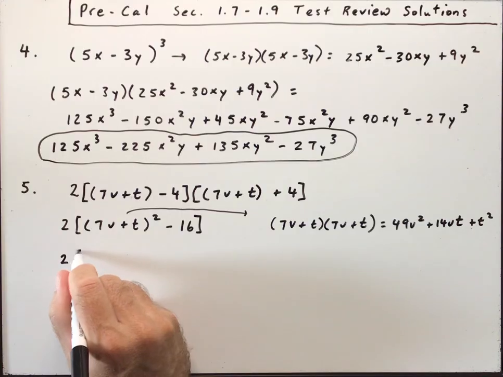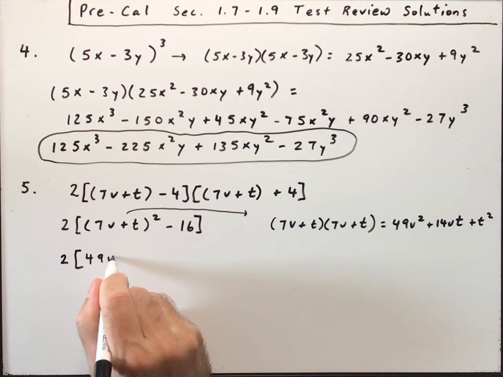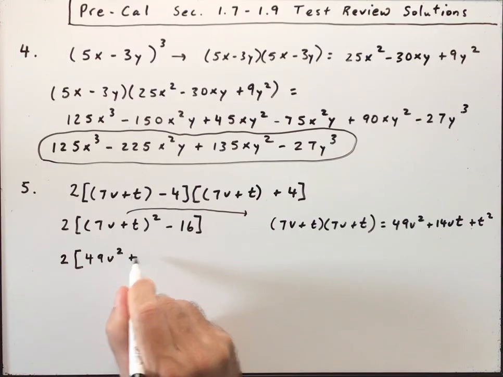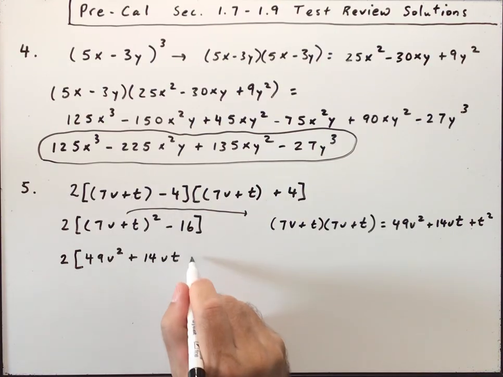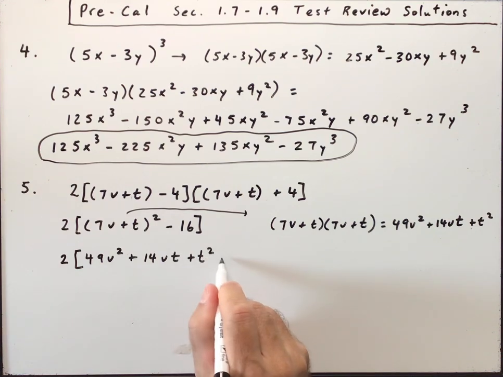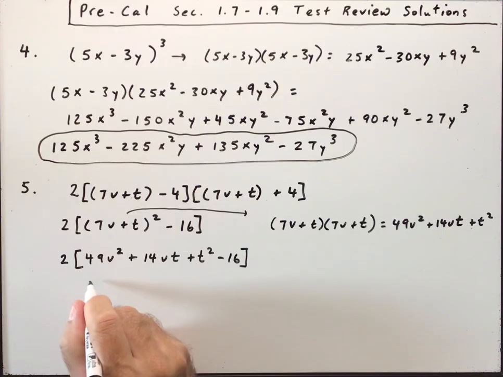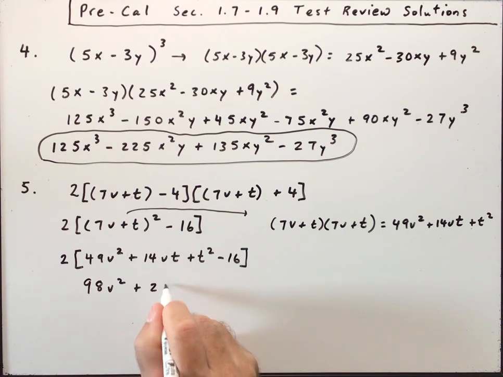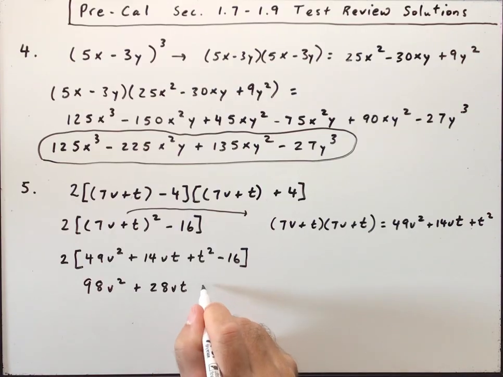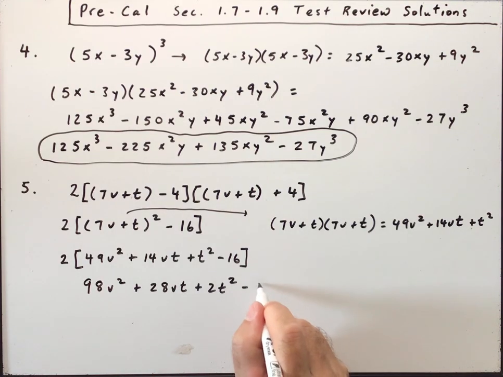So we've got a 2 times all of this, 49v squared plus 14vt plus t squared minus 16. And now I just have to distribute the 2. So that'd be 98v squared plus 28vt plus 2t squared minus 32.